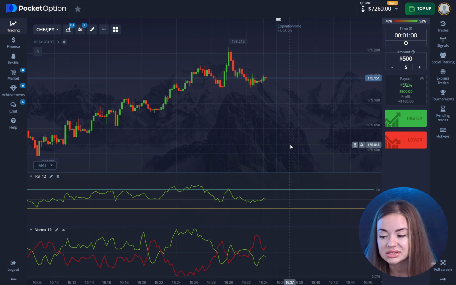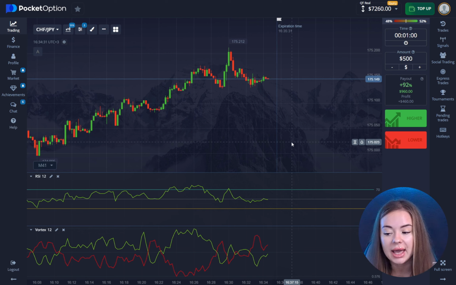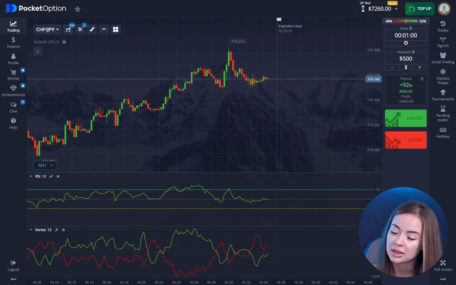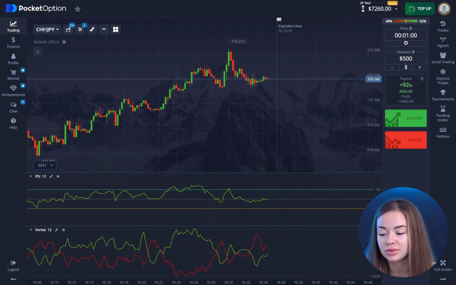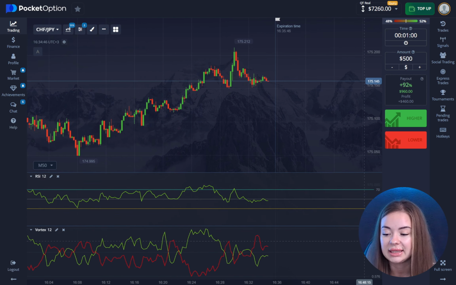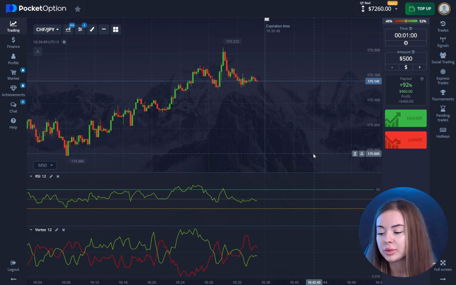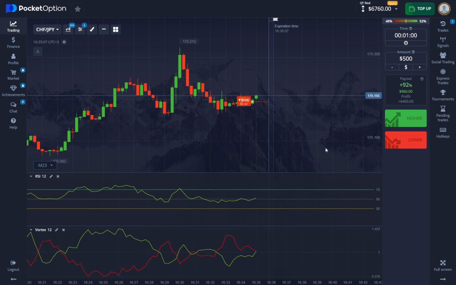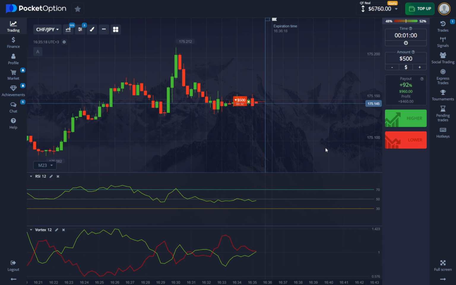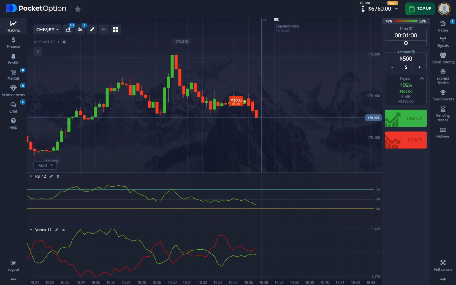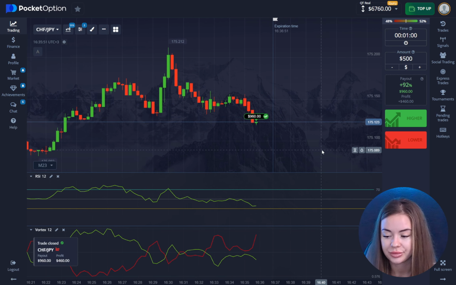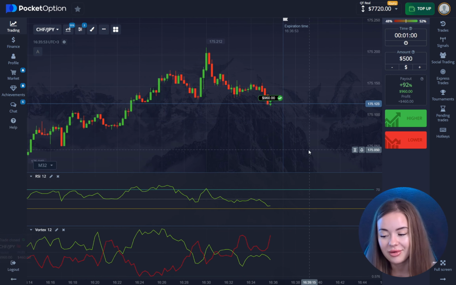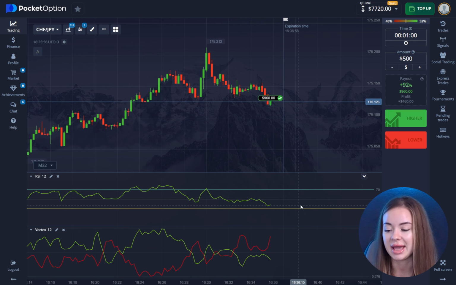However, the Vortex indicator shows the red line currently above the green, and after a slight convergence, the red line is pointing upwards, signaling a sell. I open a down trade. Good drop, we take the profit and continue the analysis.